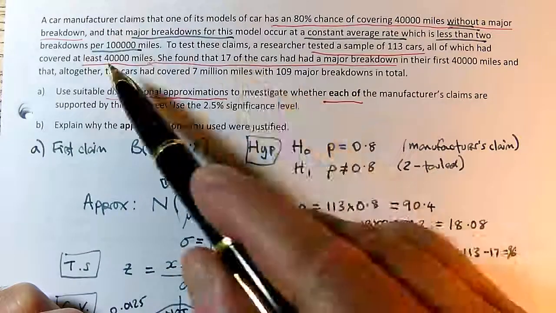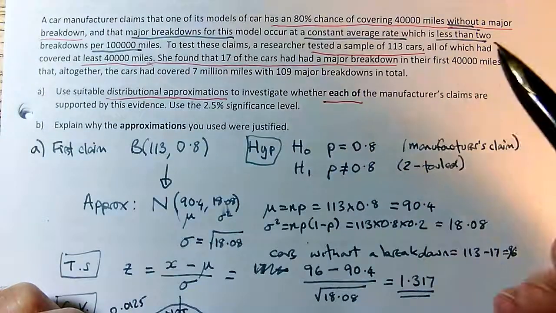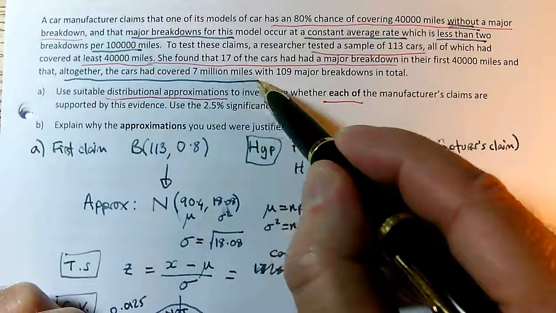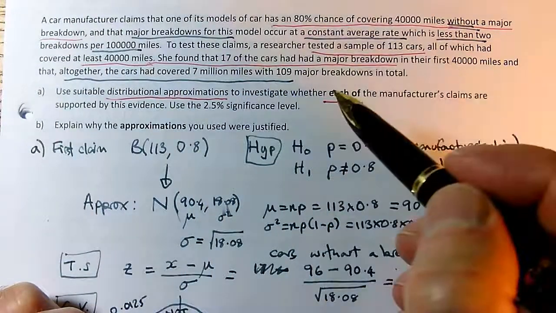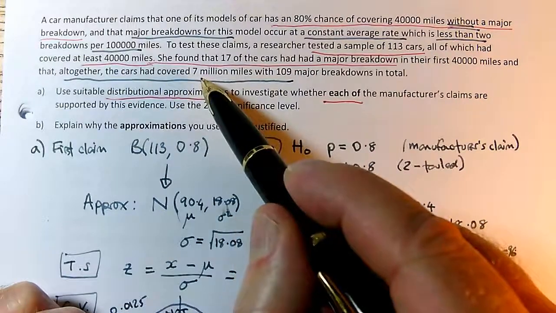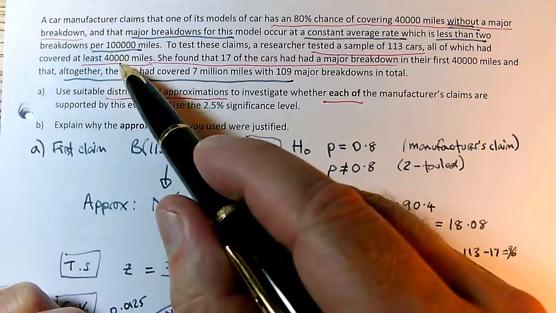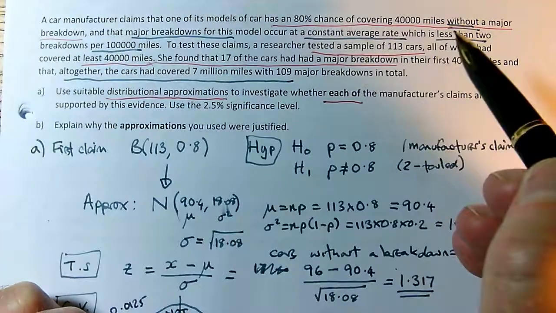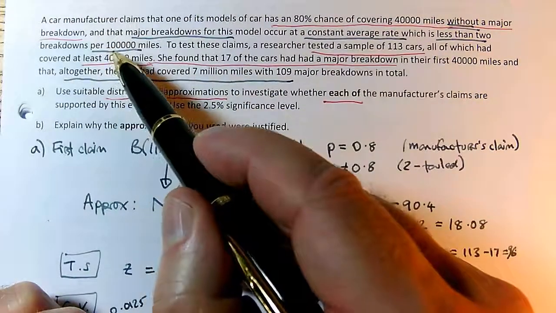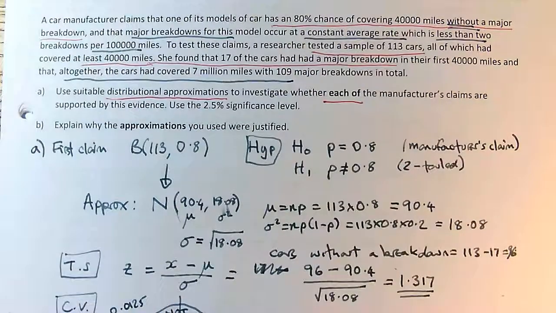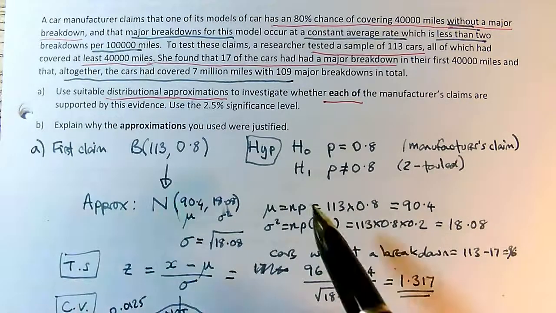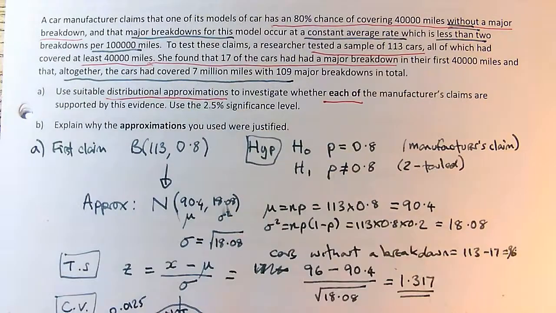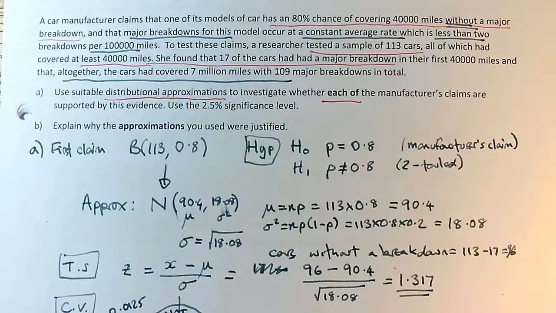Let's find the rest of the information about this claim. So what else haven't I underlined already? Altogether, the cars would cover 7 million miles with 109 major breakdowns. Oh, so we've got 7 million miles here instead of 40,000, instead of 100,000. So if there's a rate of 2 per 100,000 miles, that suggests a Poisson distribution. But the actual data I've got relates to a different number of miles. Okay, so let's actually examine these Poisson distributions.